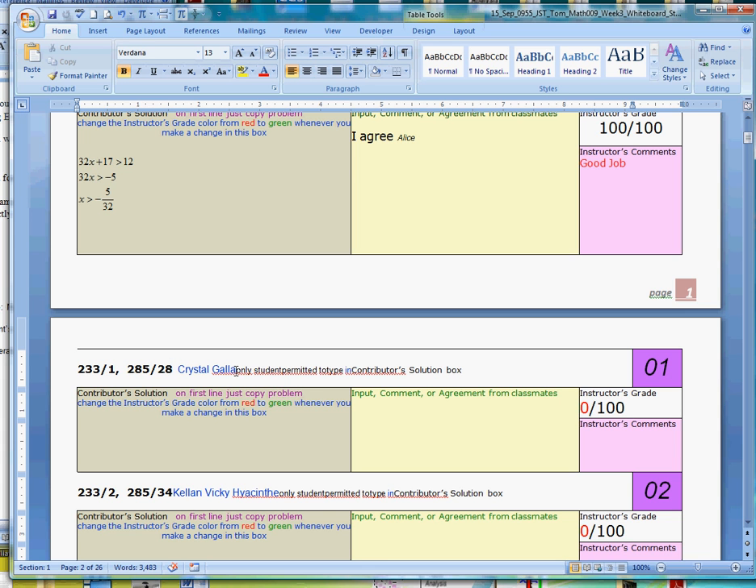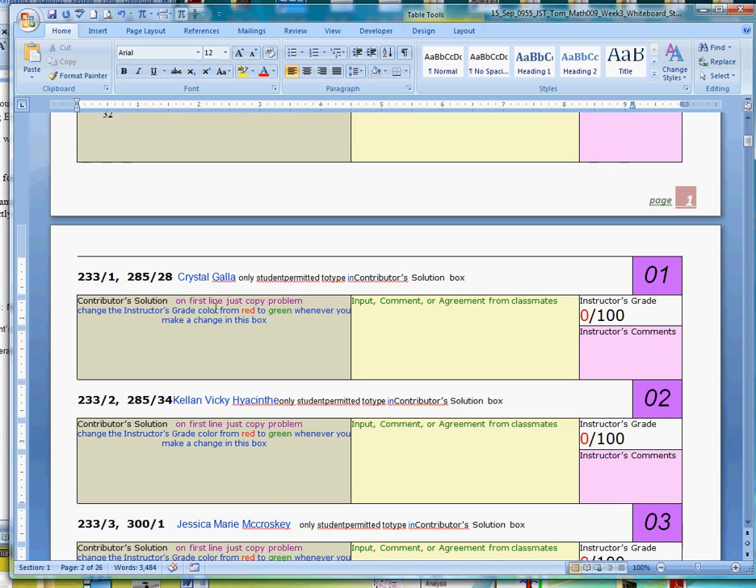And you'll notice that Crystal is the only person that can type into the contributors section, the gray box. The rest of you, as her study group mates, can make inputs, comments, agreements, or suggestions on how to help her into this lighter colored box that is immediately to the right of it. Only the person who is designated at the top of this item is allowed to type into the contributors box.